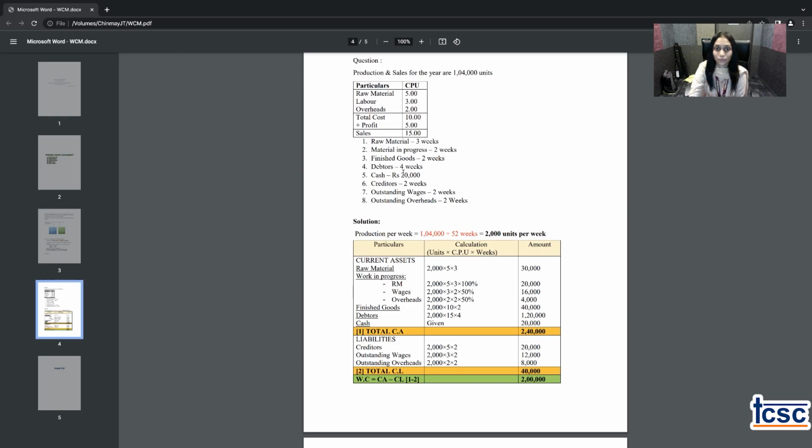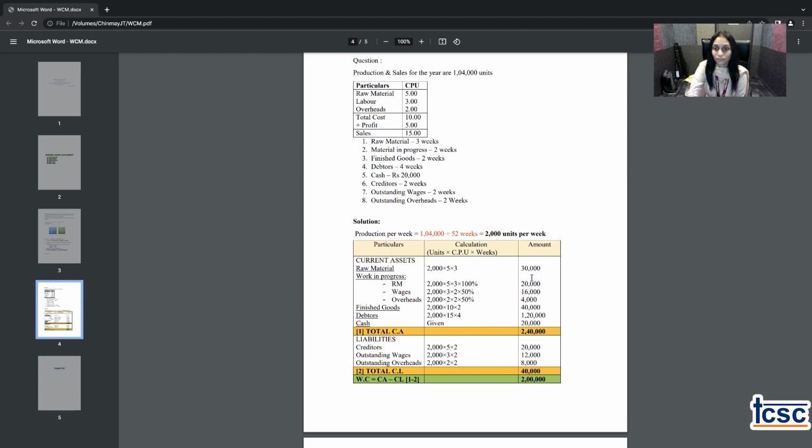Next, that is point number 4, debtors. I hope you remember we have discussed that debtors would be calculated on selling price. So selling price here is 15. So debtors would be 2000 into selling price, that is 15, into, given in the question, debtors duration is 4 weeks. So into 4 will give you 1,20,000. Finally, cash. If you see, students, in point number 5, cash is directly given, so you need not do any calculation. You will write it as it is, that is cash is 20,000.